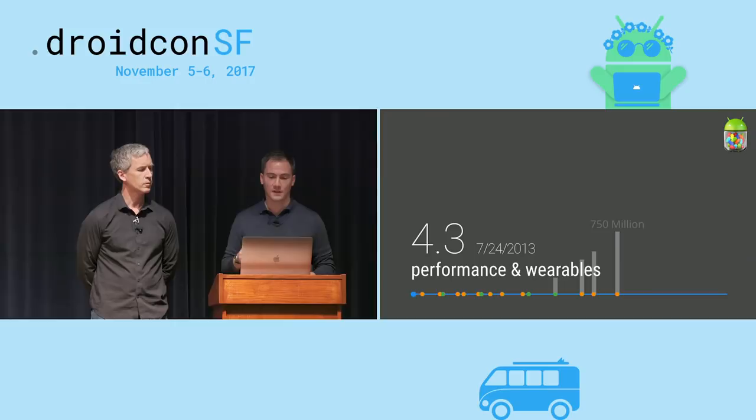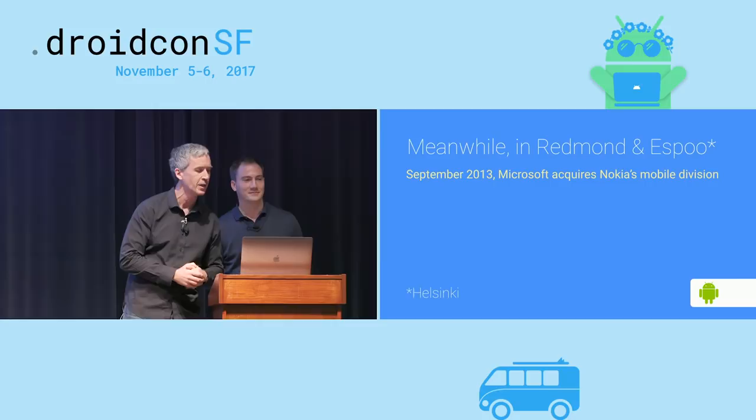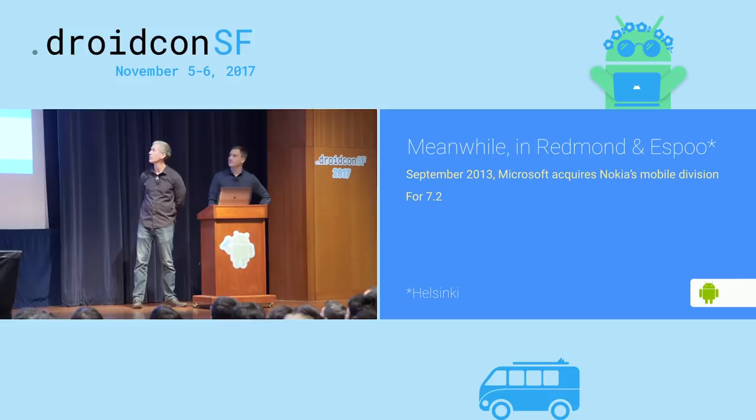In Redmond and Espoo, Espoo is a city near Helsinki. I'm sure I'm pronouncing it wrong, but I think it sounds cuter this way. Microsoft acquires Nokia's mobile division for $7.2 billion.